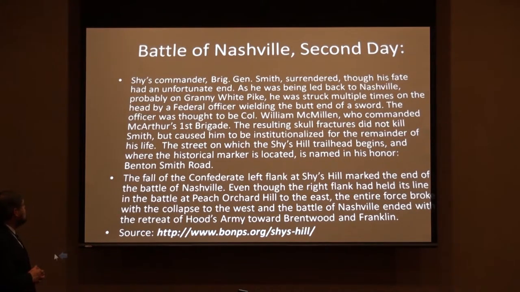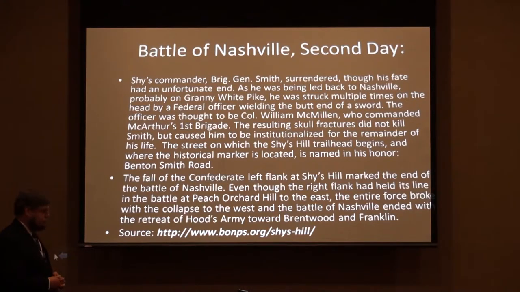Shy's commander, Brigadier General Smith, surrendered, though his fate had an unfortunate end. As he was being led to Nashville, probably on Brandywine Pike, he was struck multiple times on the head by a federal officer wielding the butt end of a sword. The officer was thought to be Colonel William McMillan, who commanded McArthur's 1st Brigade. The resulting skull fractures did not kill Smith, but caused him to be institutionalized for the remainder of his life. The street on which the Shy's Hill trailhead begins and where the historical marker is located is named in his honor, Benton Smith Road.